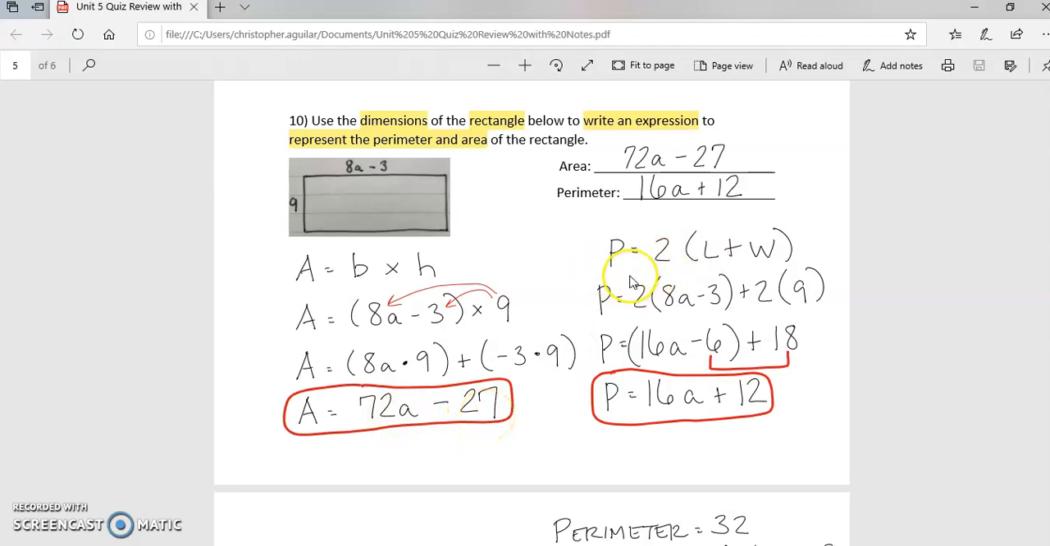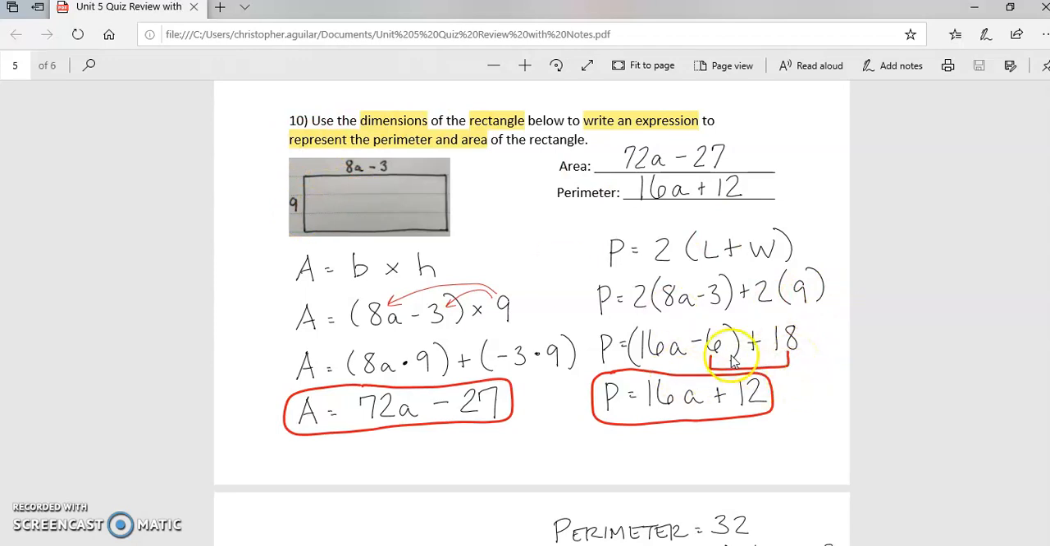And then going over to the perimeter is 2 of the lengths plus 2 of the widths. So 2 of the bases plus 2 of the heights, basically. So 8a minus 3 times 2, and then 9 times 2. So that means I have to multiply this 2 times 8a. 2 times 8 is 16 with the a attached. And then 2 times negative 3 is negative 6. And then 2 times 9, as the separate part because that's the height. 2 times 9 is equal to 18.